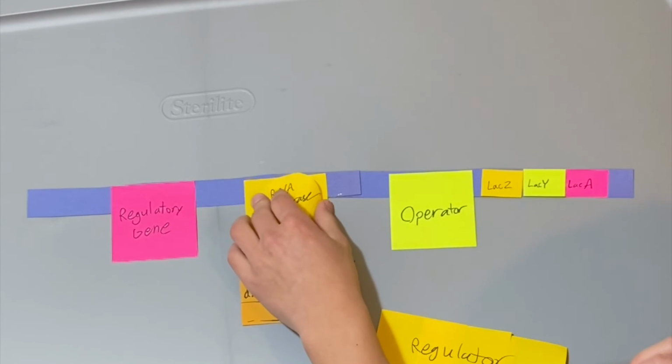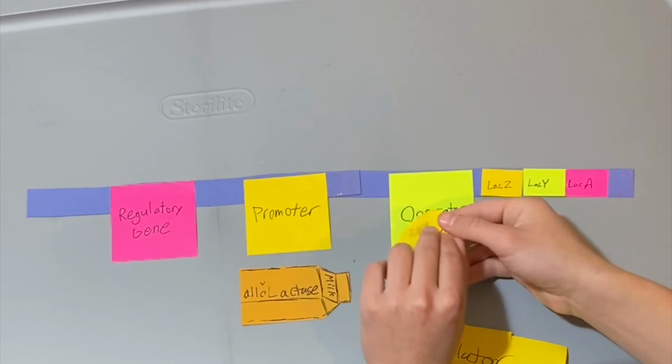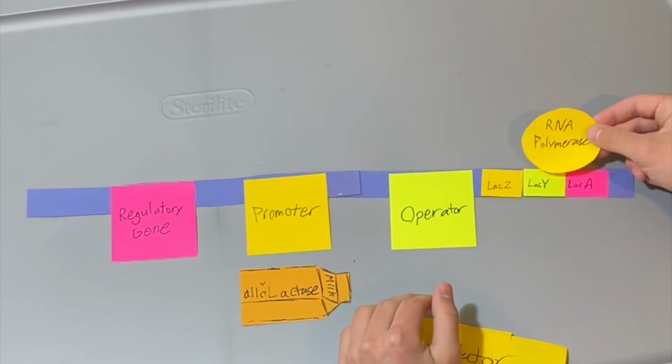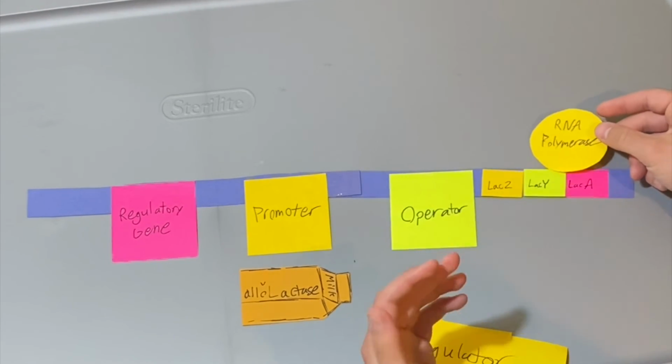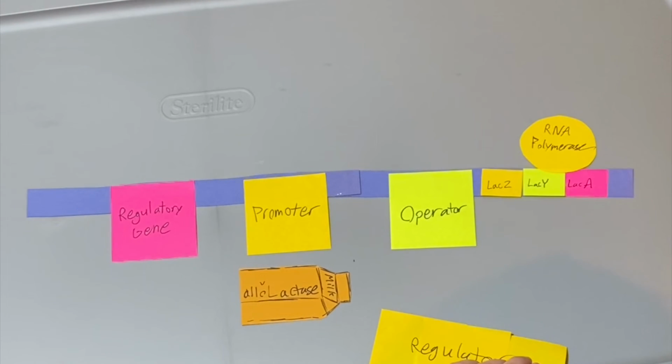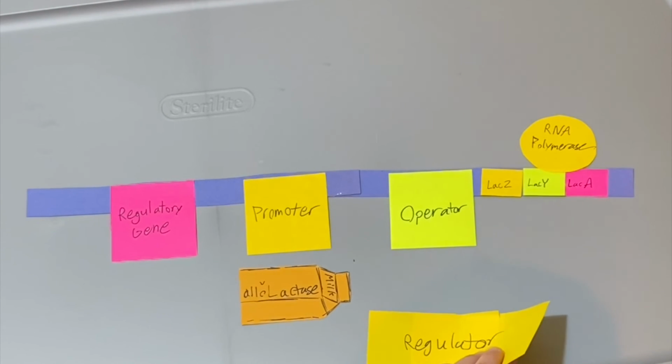Okay, so with this, our regulator is out of the way and the operator gate is opened for our RNA polymerase to move along and start transcribing our structural genes. And so the transcribed mRNA will then move along to translation to be converted into proteins. And that about sums up the Lac Operon's process.